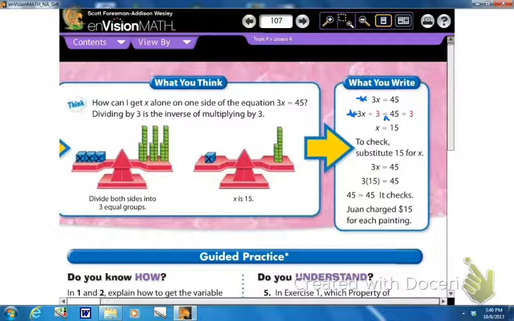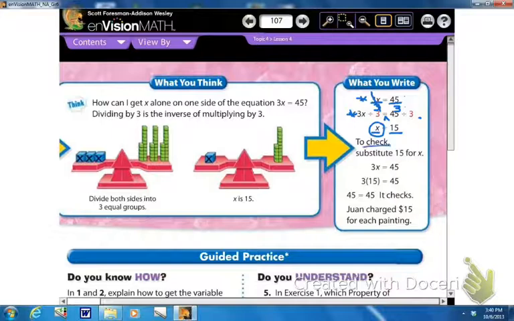Sometimes people will make it a fraction. So this is like saying 3x divided by 3 and 45 divided by 3, because if you think of a fraction, it's always the top number divided by the bottom number. And then these 3's cancel each other out, which means you're left with x on the left side. And what's 45 divided by 3? Well, 15 on the right side. So now we know that each painting that Juan sold was $15.